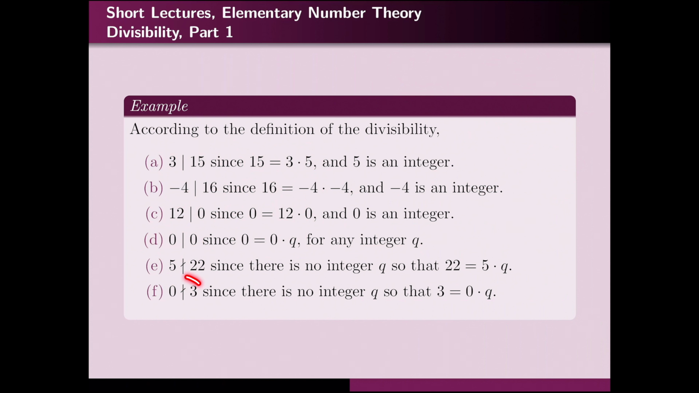This one is also true because 0 divides 3 is not true. Why? Because if it were true, it would mean that you can find an integer q so that the number on the right, 3 in this case, is equal to the number on the left, 0 in this case, multiplied by that q. But immediately you realize it is not possible because the number on the right is always 0 and the number on the left is not 0, so it cannot happen.